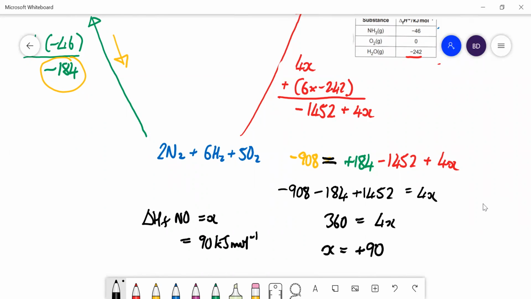Now it said give it to the nearest whole number. Well, 90 is a whole number, so we can just leave that. And I would put a plus in there. It's quite unusual for things to have a positive enthalpy of formation. Usually compounds have a negative, not always, but usually they do.